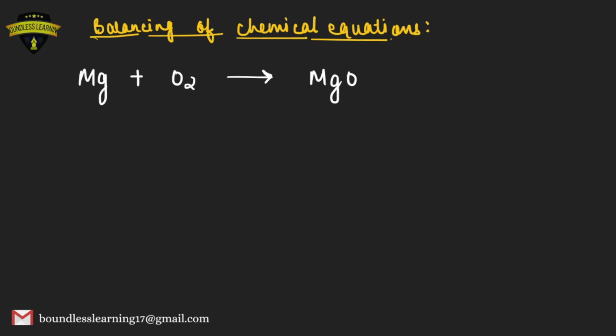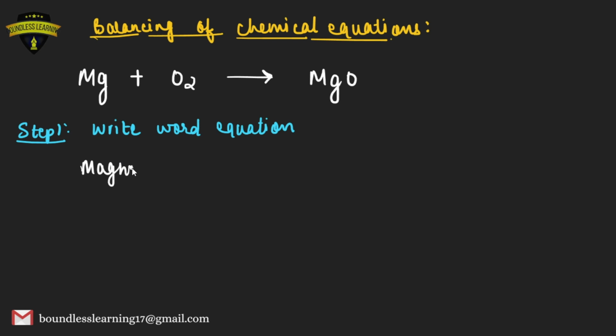Now there are certain steps involved in balancing. Step 1 is that we have to write the word equation. This is the first step, right? Word equation. Whatever experiment is happening, we have to write its word equation.